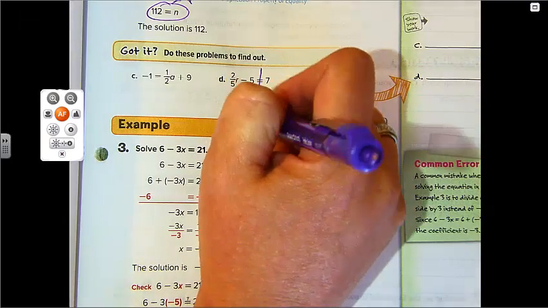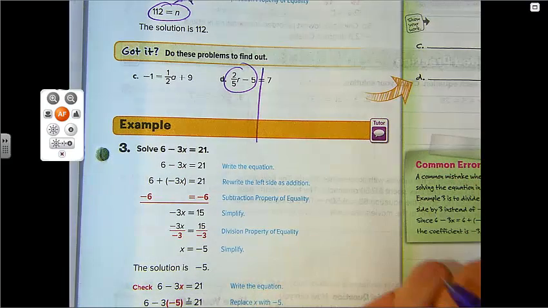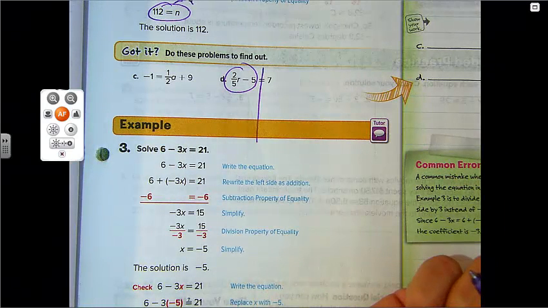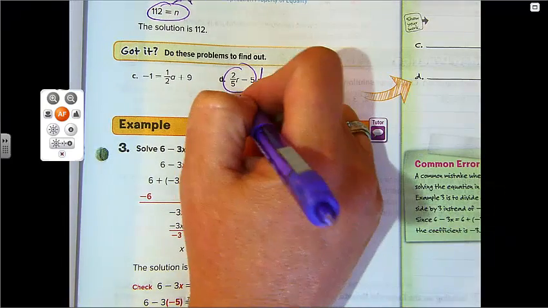Draw your line down from your equal sign. Focus on your letter side, your variable side. Now I want to move everything not attached to 2/5 r. And the thing not attached to 2/5 r is this -5 right here. So I'm going to add 5 to both sides.